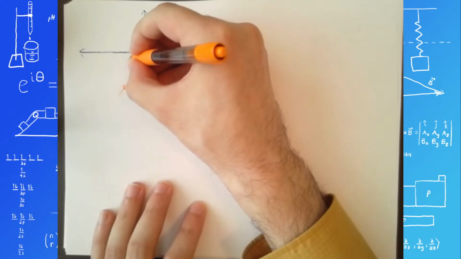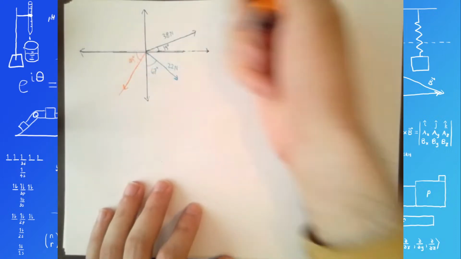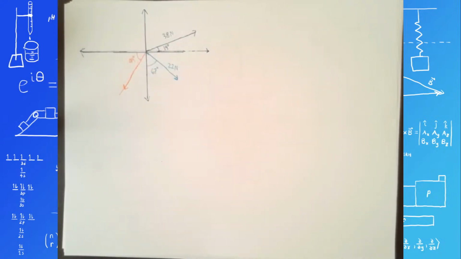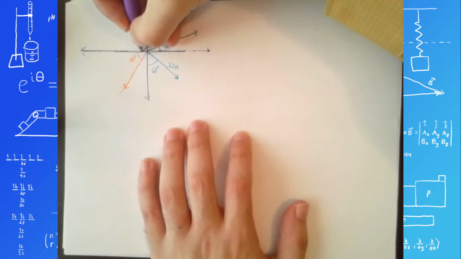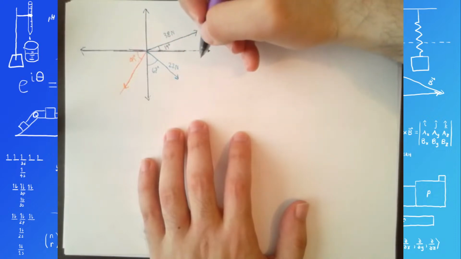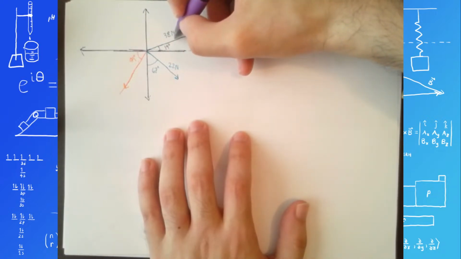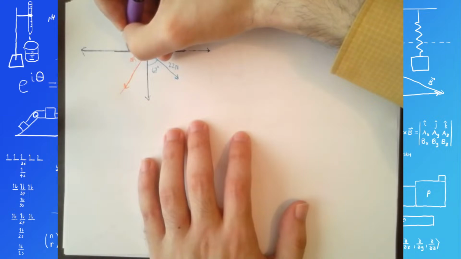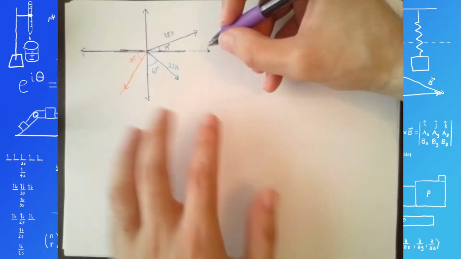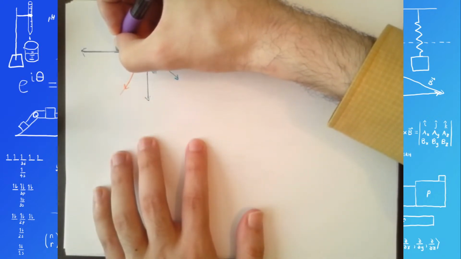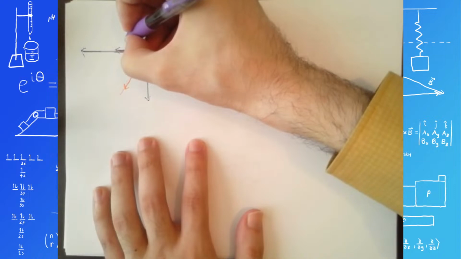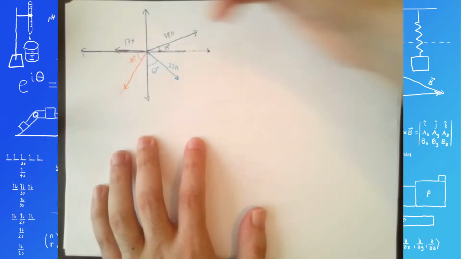Okay, and that's 49 degrees. And finally, we have our purple vector at 17 newtons. And it's going to be almost exactly half of this. A little less. Almost exactly half the length of the green, so something like that. 17 newtons.